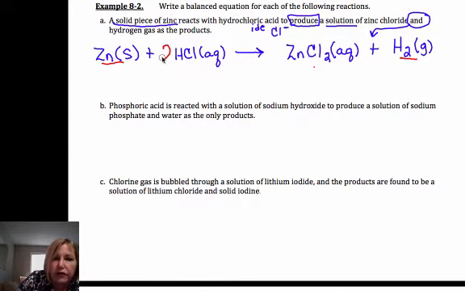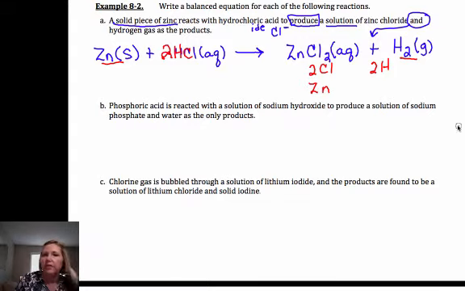So if I put a 2 in front, remember you can't change the subscripts. You can only change those coefficients. So I'm going to put a 2 there, and that means I've got 2 chlorines in my HCl. All right? So now I have 2 hydrogens and 2 hydrogens and 1 zinc and 1 zinc. So that's actually balanced. Some of you might like to write underneath what you have, and that's fine. That really helps a lot of people out, and then you cancel them.